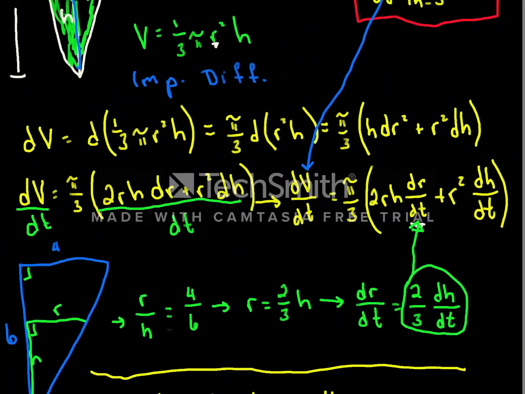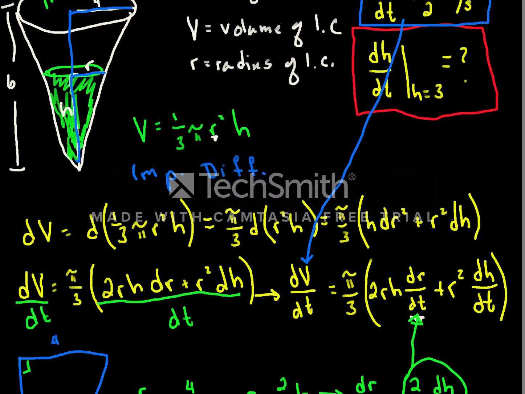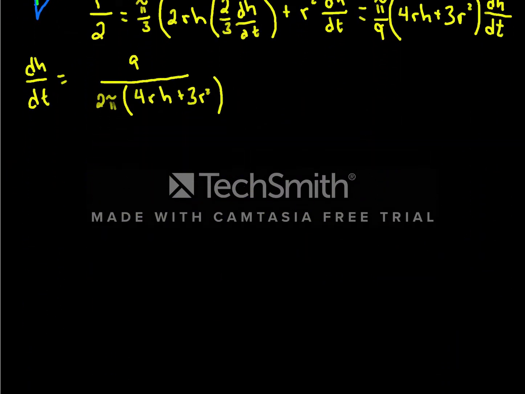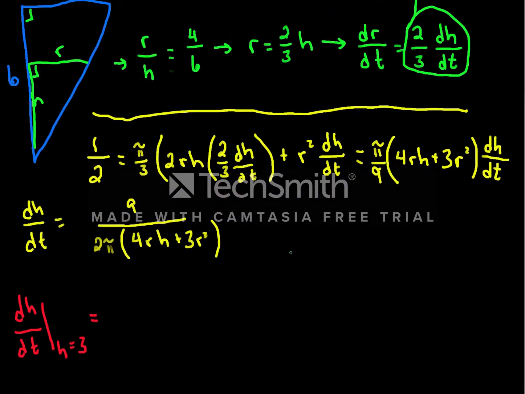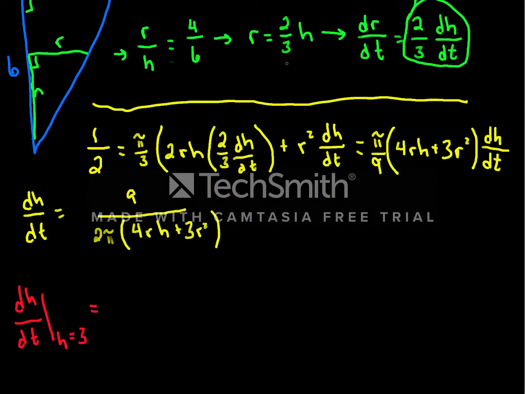And scrolling up, what do I want to know? What is dh dt when h equals 3? So the problem we're trying to solve is what is dh dt when h is 3. And as we found in many of the other problems, I look on the right-hand side, I've got multiple variables. I've got both r and h, not just h. And so I need to figure out what is r when h is 3. But we actually derived that earlier on. We know that r is equal to 2/3 h.